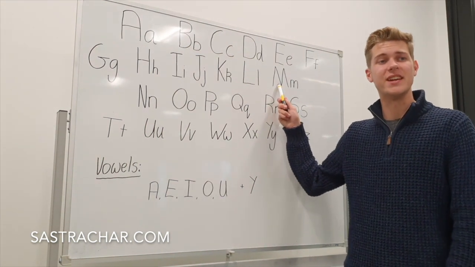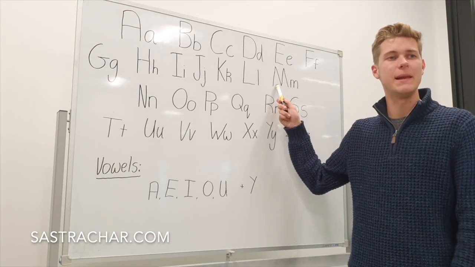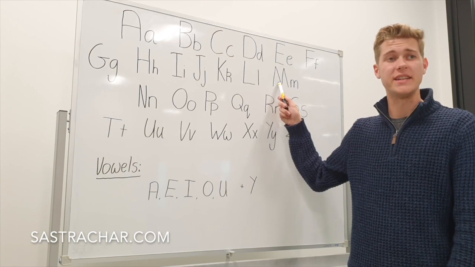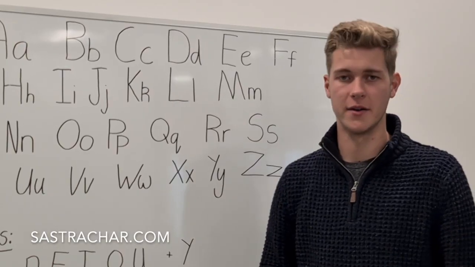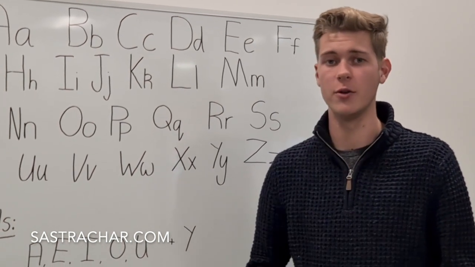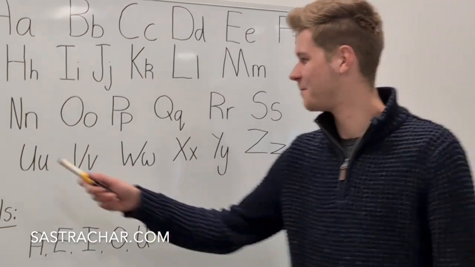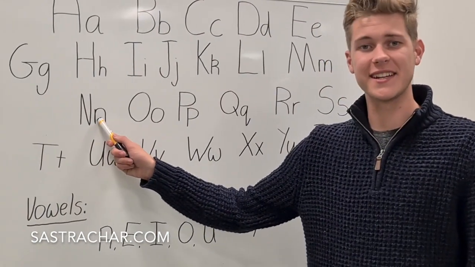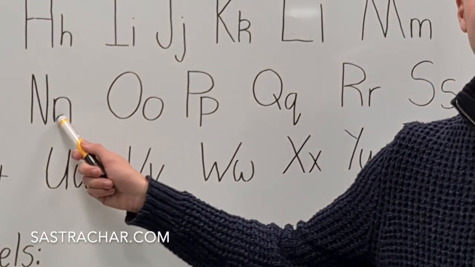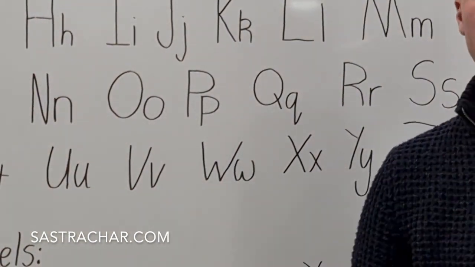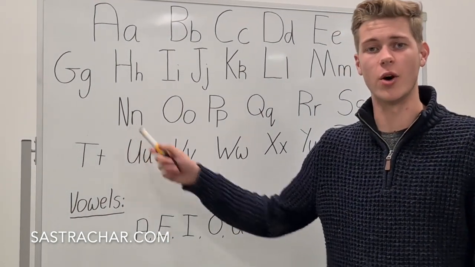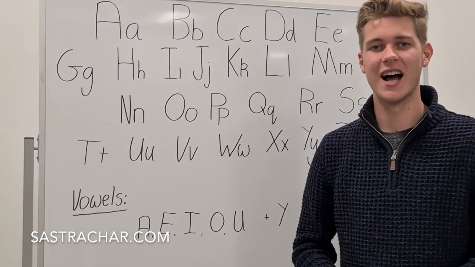This letter is an M. M. Putting my lips together. The M makes a M sound. It's like I'm humming with my lips closed. This letter here is an N. N. I'm putting my tongue between my teeth and I'm pressing the sound out. The N goes N.